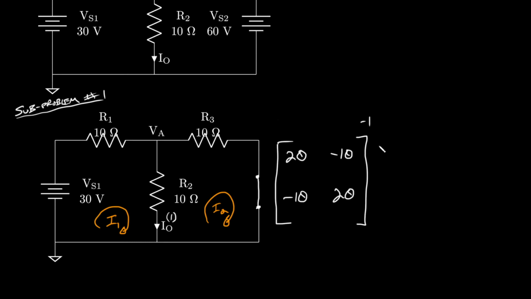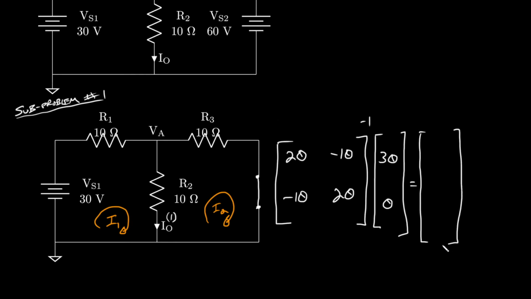Ooh, nice and symmetrical. Okay, right-hand side, first KVL, I go up 30. Second KVL, there is no voltage supply, so that's 0. And this is going to give me I1 and I2. Okay. So I'm busting out the calculator right now. And it's a 2 by 2: 20, negative 10, 30, negative 10, 20, and 0. Okay, so I get 2 amps for I1, and I get 1 amp for I2.